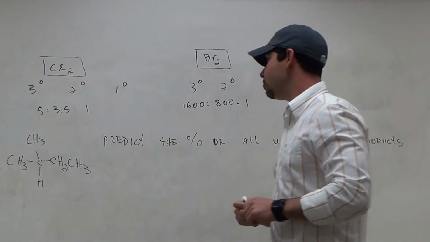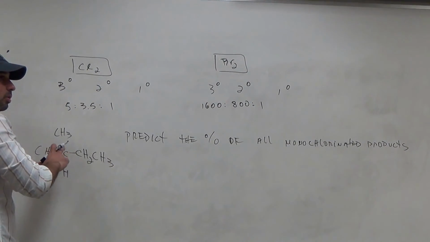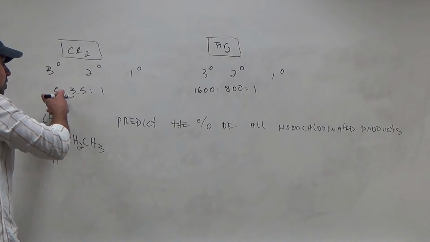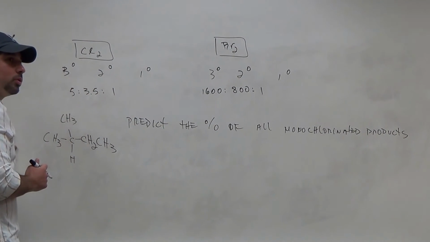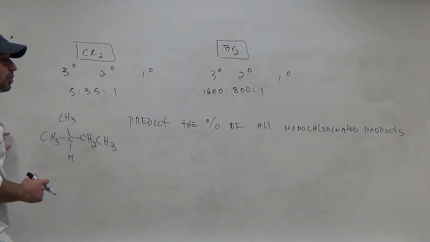So, here's how you do this. You count the number of hydrogens you have of a certain type, and you multiply it by the number it belongs to. Yes or no? How many primary hydrogens do I have?